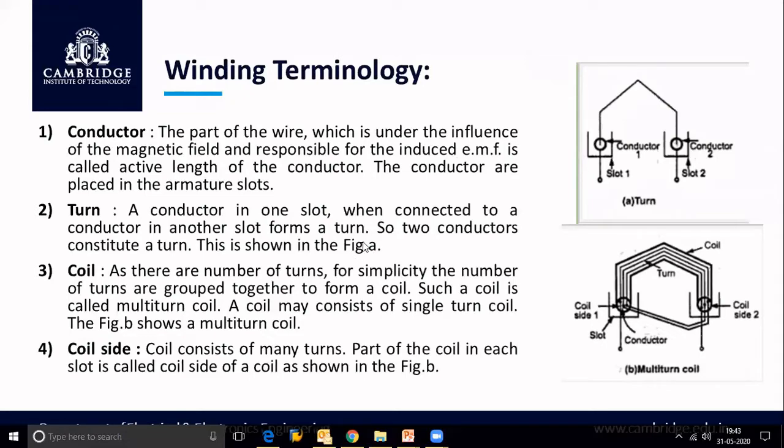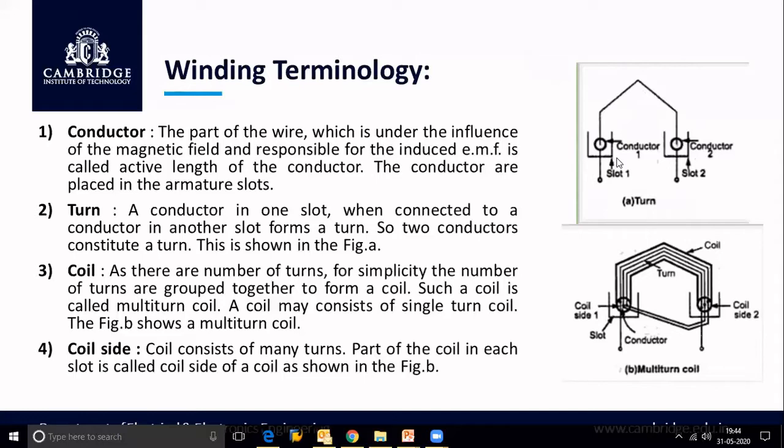Next definition is turn. What is meant by a turn? You can see in the figure here, a conductor which is placed in one slot is connected to the conductor which is placed in another slot. These two conductors, connected together and present in two different slots, constitute a turn. So that means we can say that two conductors constitute a turn.